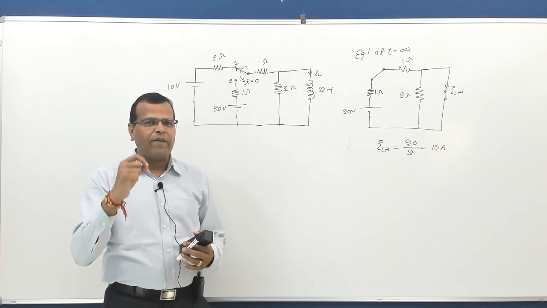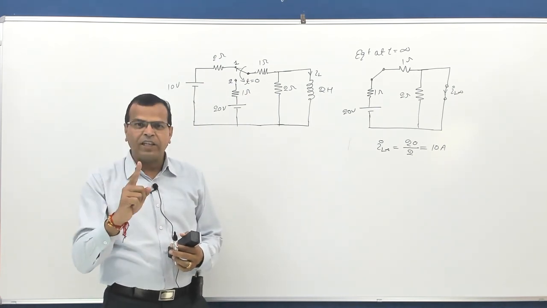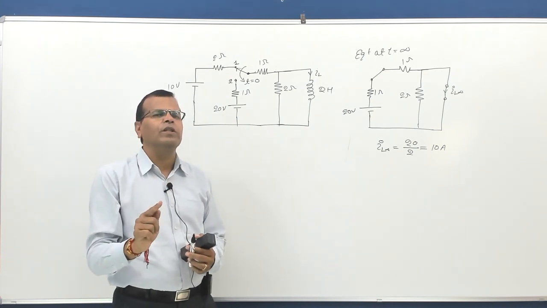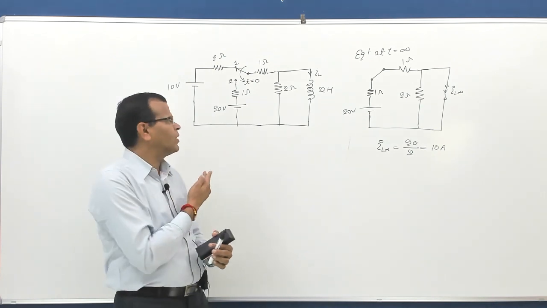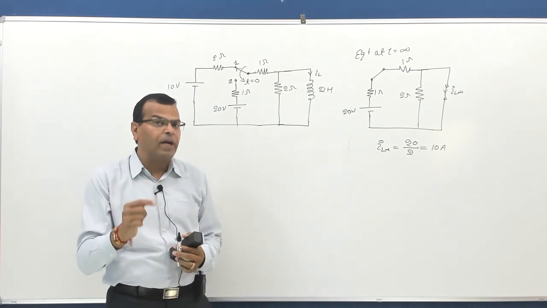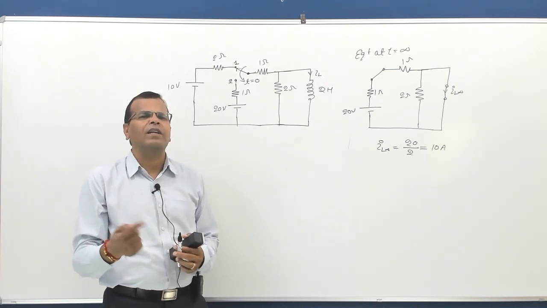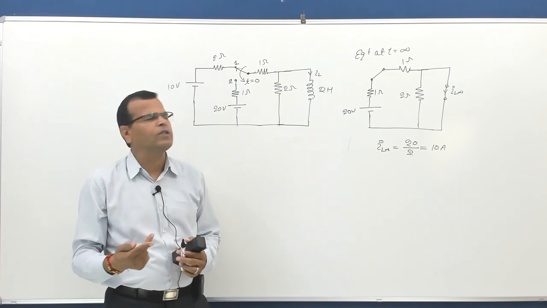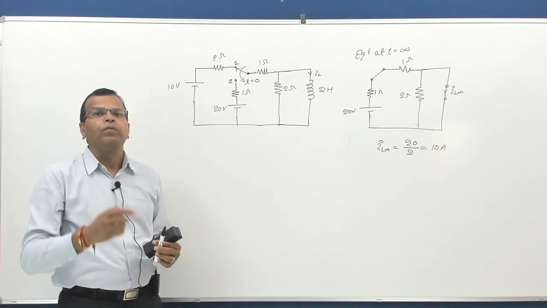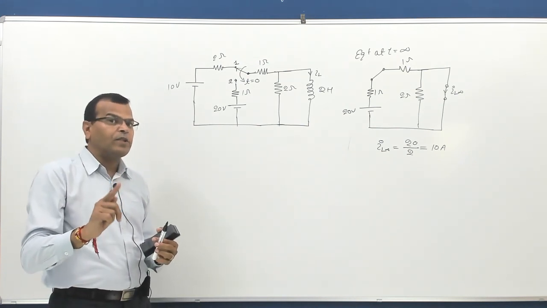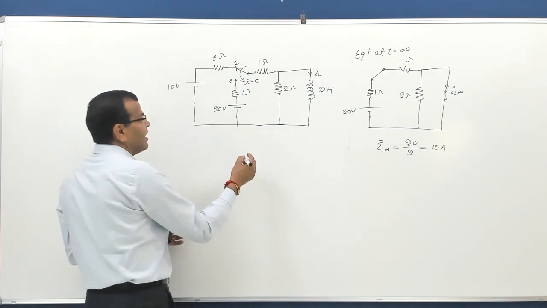For calculating the Thevenin equivalent resistance seen across the inductor terminals, short circuit the independent voltage sources of the circuit. And if there is an independent current source, replace it by an open circuit. In this circuit we have only a voltage source, so I will replace this voltage source by a short circuit. Then open the terminals of the inductor and see the resistance across the terminals of the inductor. Let us see how to do it.